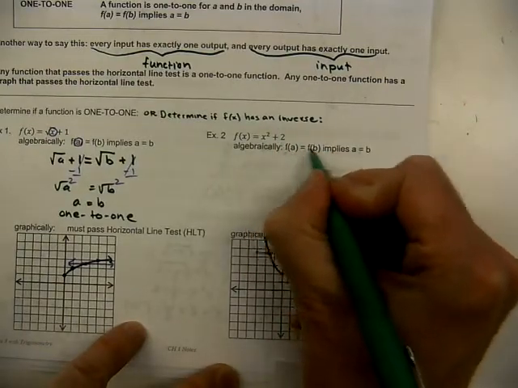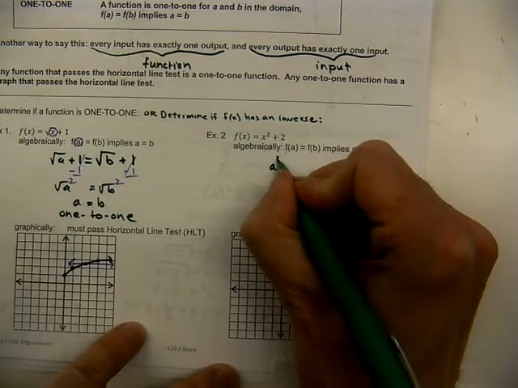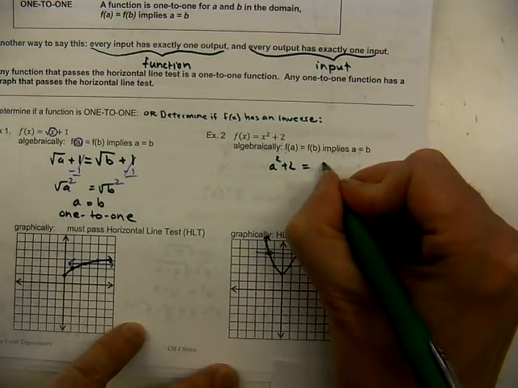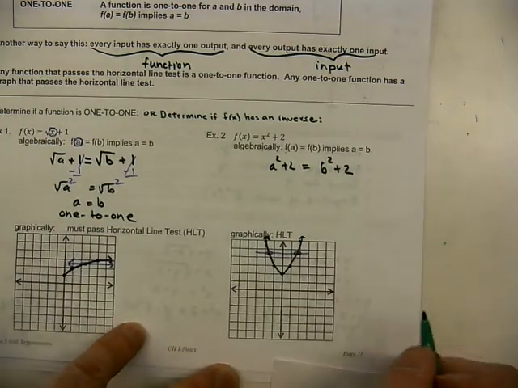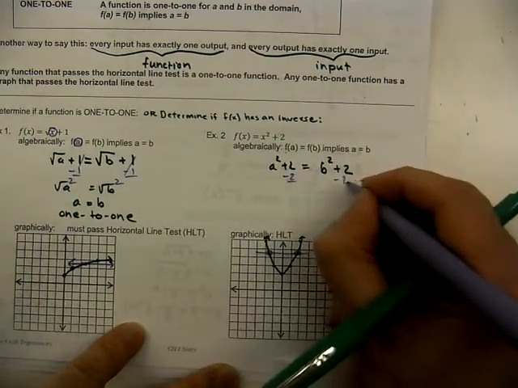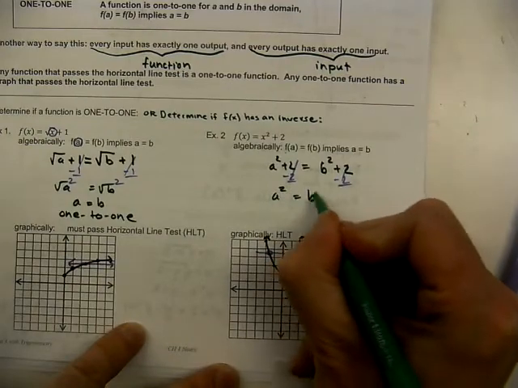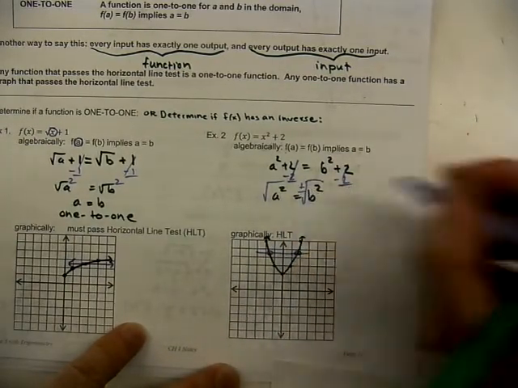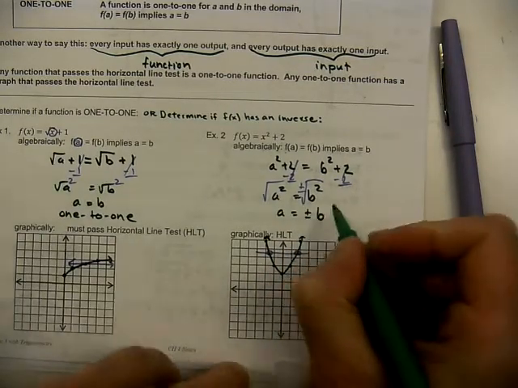So here's what we do. We take the function and we plug in a in place of the x. It looks like a squared plus 2. We want to know if we set that equal to b squared plus 2, will we get this pattern of a equals b? So I'm going to subtract 2 from both sides to eliminate the constant terms. We have a squared equals b squared. Solve for a, we take the square root of both sides. And when you take the square root, don't forget that plus or minus. So a equals plus or minus b.